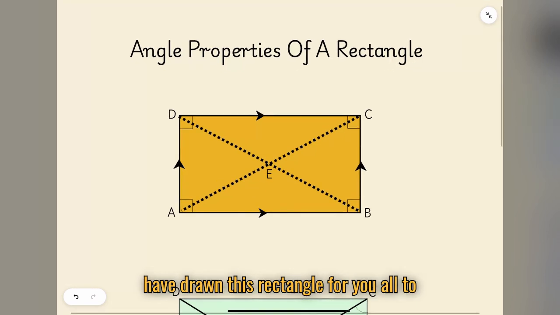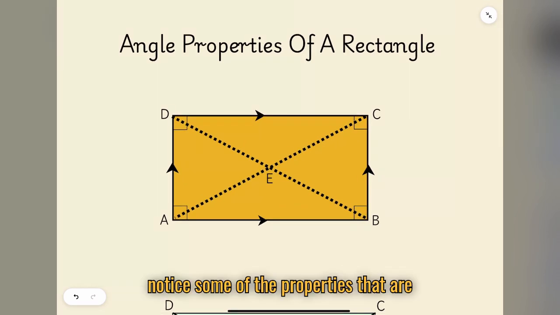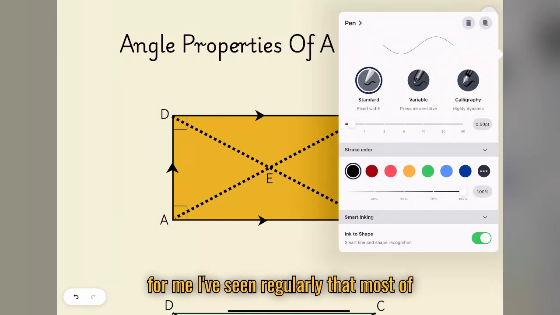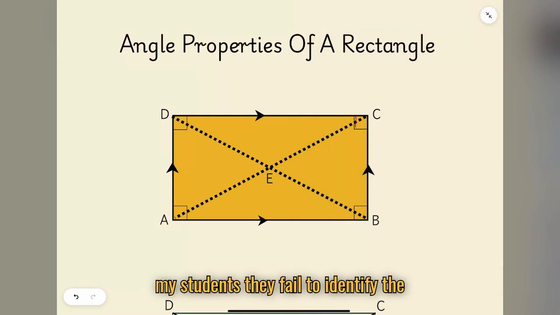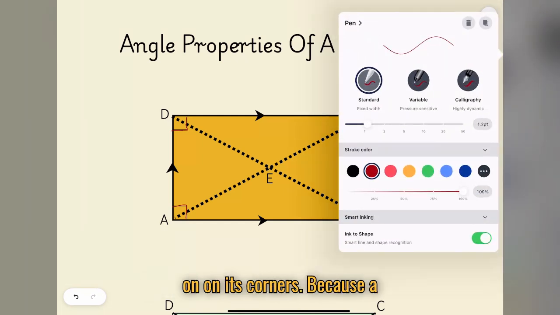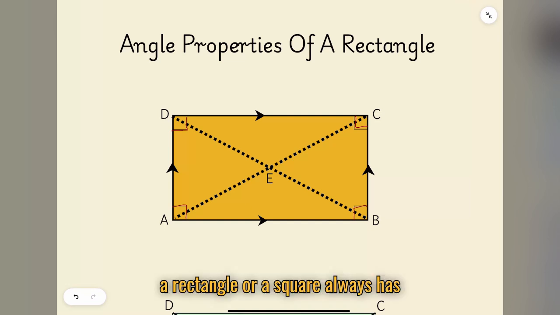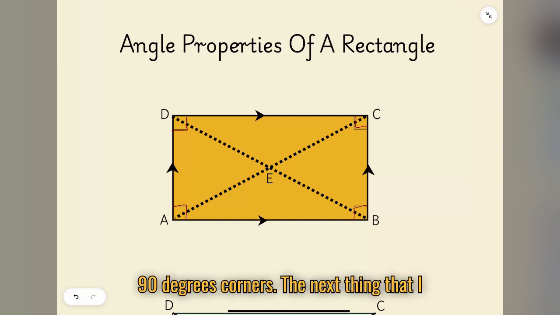Alright, so children, I've drawn this rectangle for you all to notice some of the properties that are really important for you to identify when you solve these angles. So for me, I've seen regularly that most of my students fail to identify the four right angles of a rectangle that are always there as part of its property on its corners. Because a quadrilateral always has to come equal to 360 degrees for its internal angles, a rectangle or a square always has 90 degrees corners.